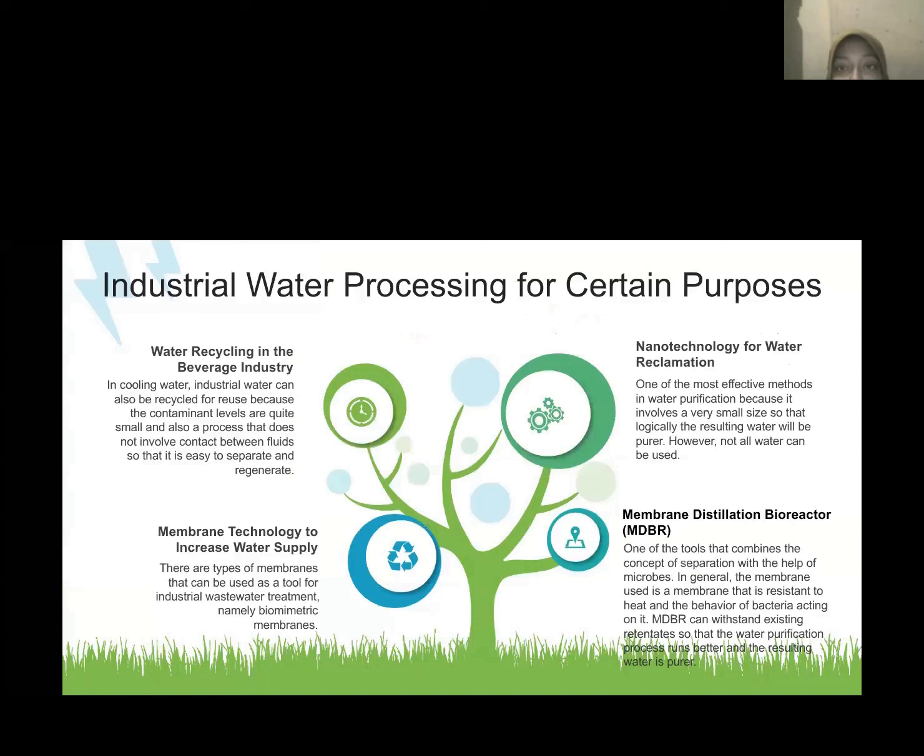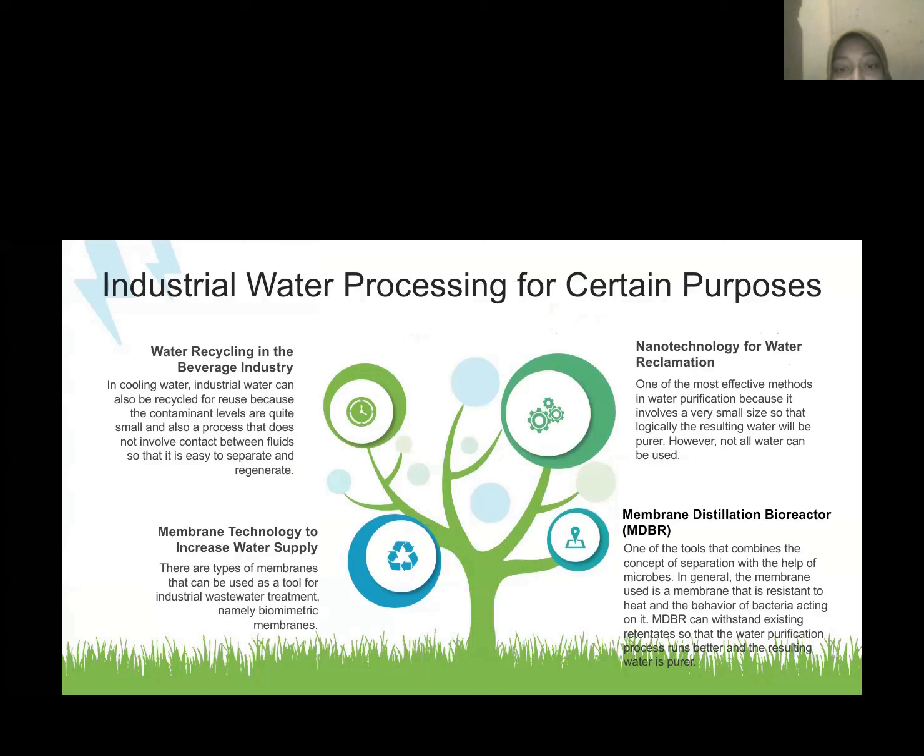Industrial water processing for content purpose. Water recycling in the beverage industry. 1. Cooling water. Industrial water can also be recycled for reuse because the contaminant levels are quite small and also a process that does not involve contact between fluids, so that it is easy to spare and regenerate.